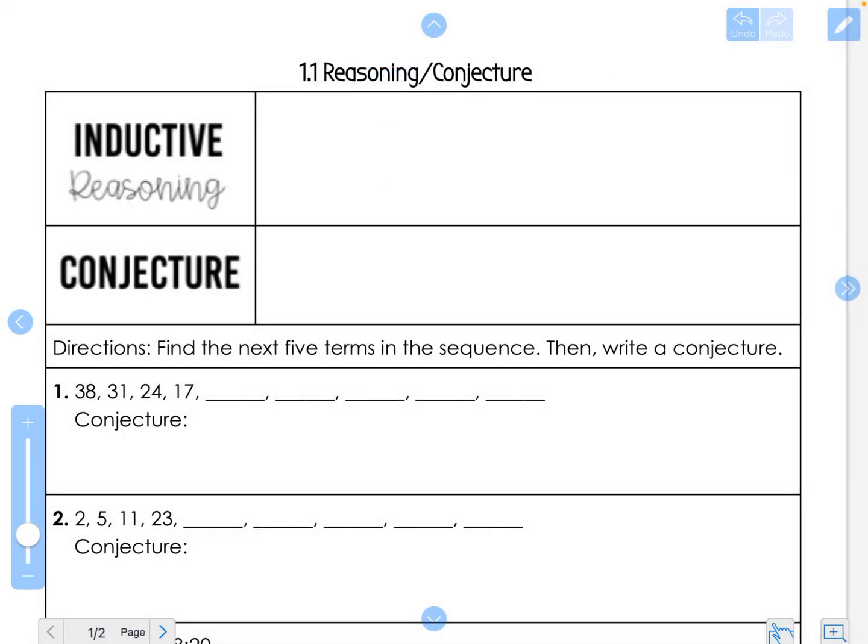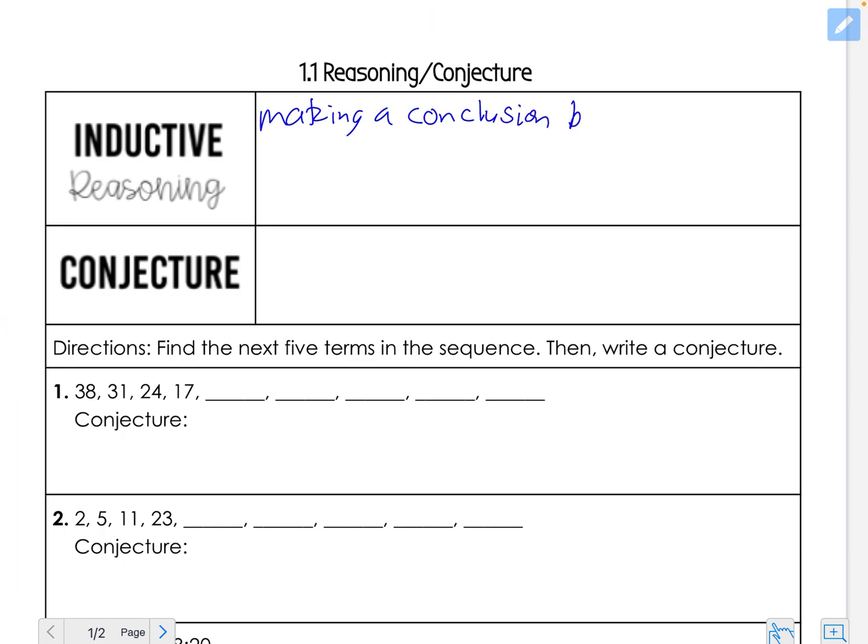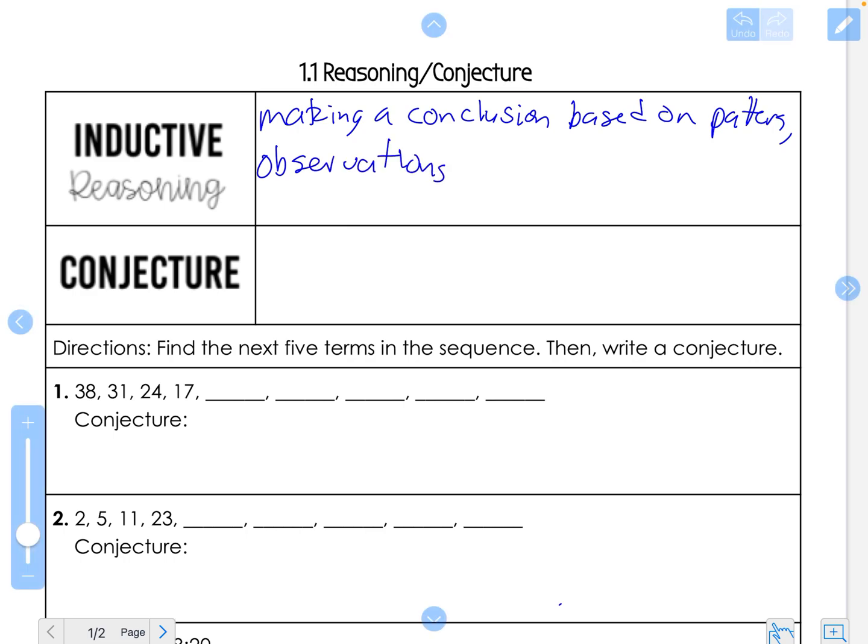So inductive reasoning is making a conclusion based on patterns, observations, past experiences, and events.